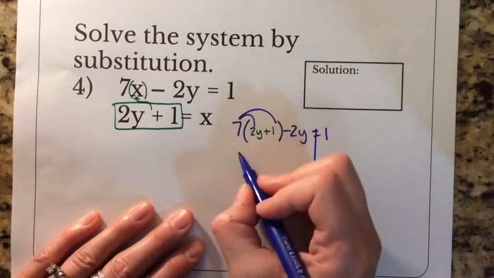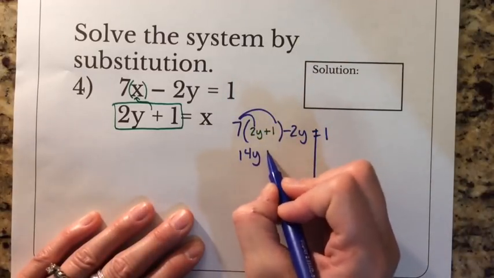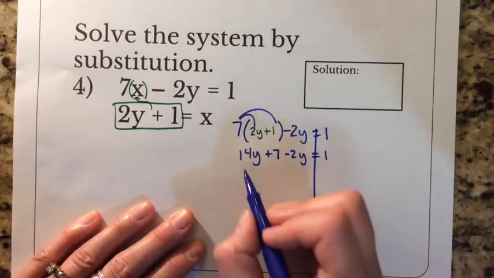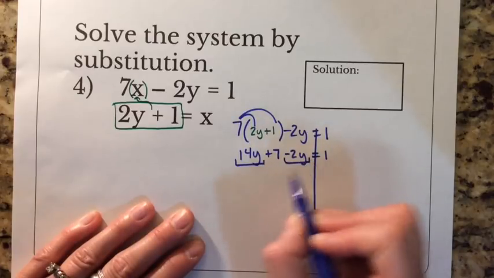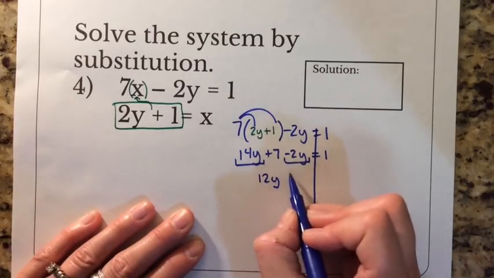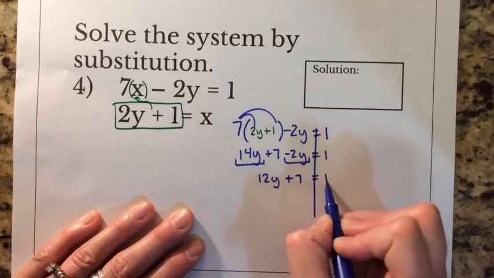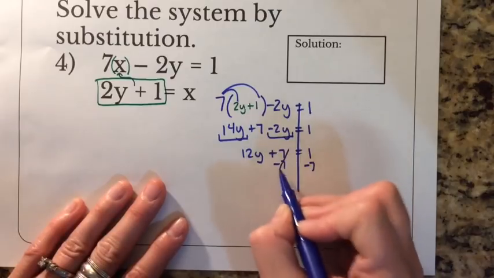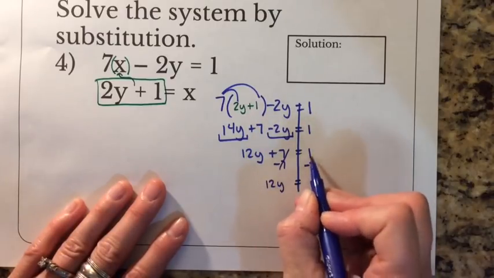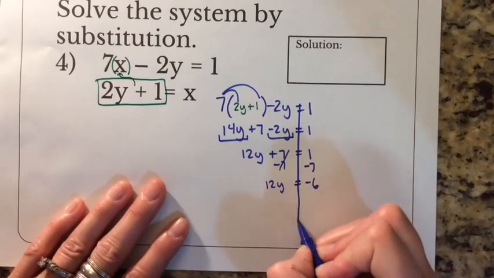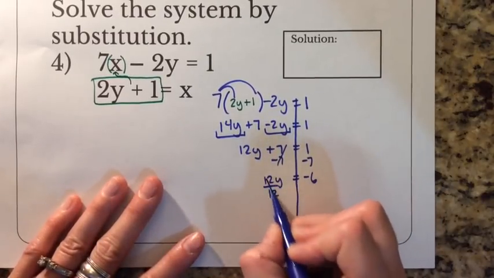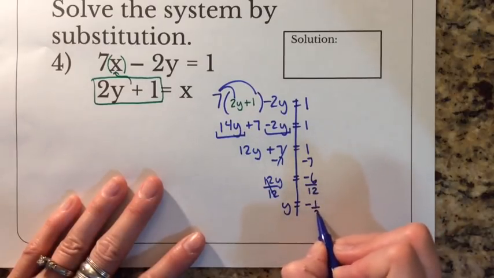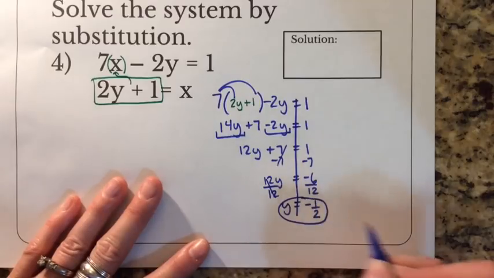First distribute, then bring down. Now, let's combine like terms. 14y, take away 2y. Plus 7. Okay, we want to get y by itself, so we'll minus the 7. 1 minus 7 is negative 6. Divide by 12. Negative 6/12 is the same as negative 1/2. So our y-coordinate is negative 1/2.